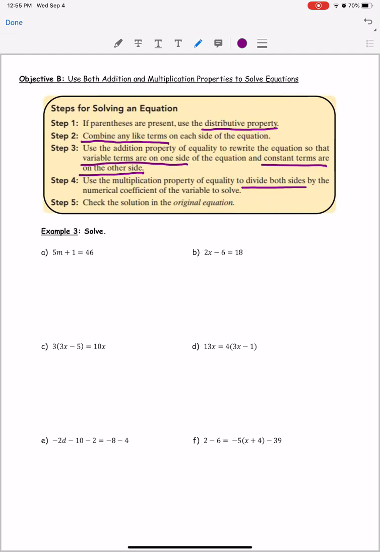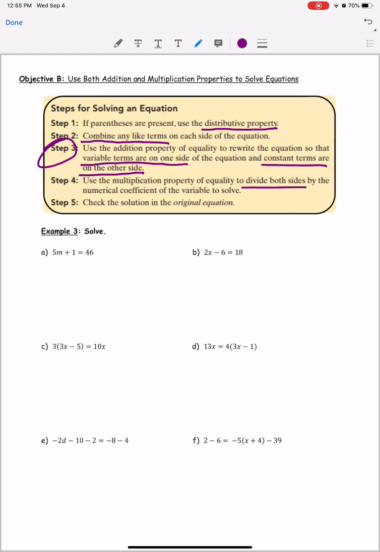So in this example 3, 5m plus 1 equals 46. Look at step 1. Do I have any parentheses? No. So I don't need step 1. Step 2, combine any like terms. So can I combine any like terms here? Nope. One has an m, one doesn't. So those are unlike terms. And then you only have one term on the other side. So step 2 doesn't apply.